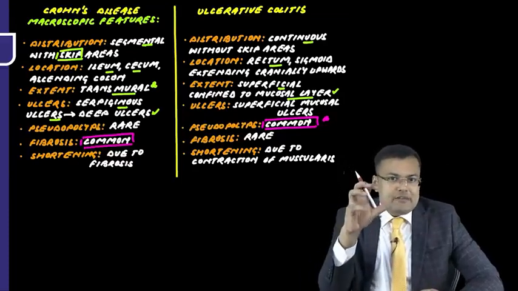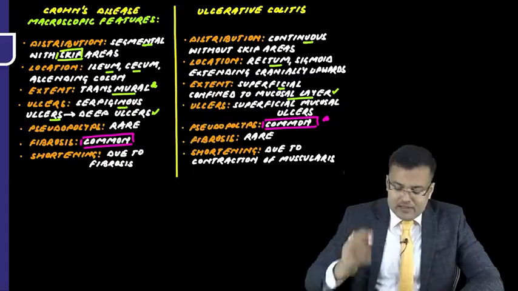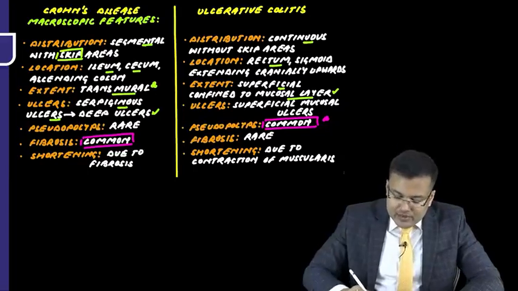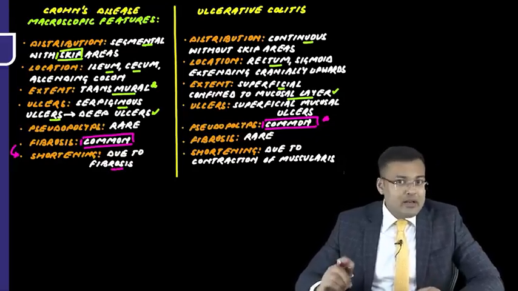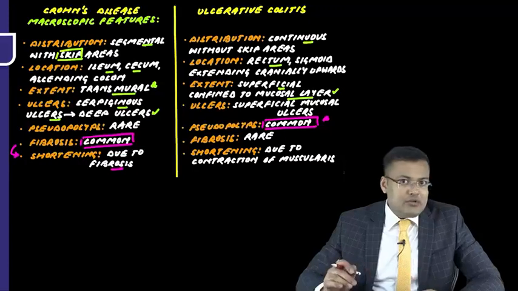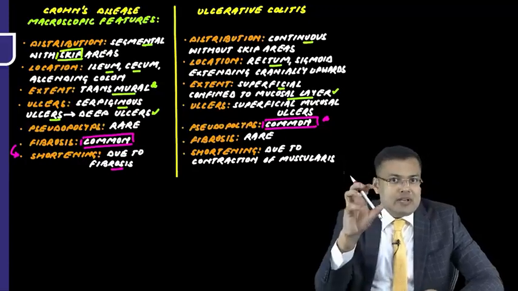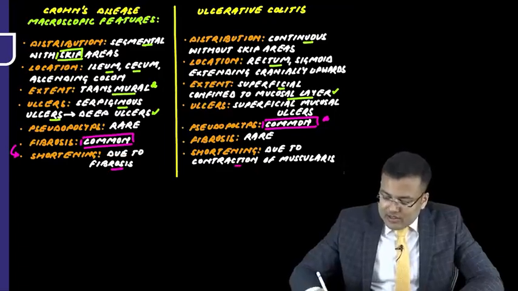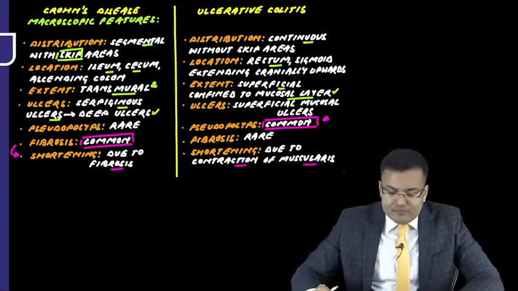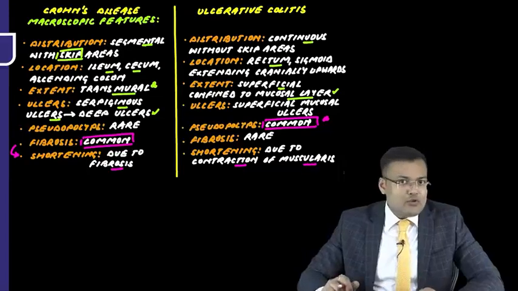Since there is extensive fibrosis in Crohn's, what happens? There is shortening, because of fibrosis. In cases of ulcerative colitis also, shortening occurs, but here shortening is not due to fibrosis, it is because of contraction of muscularis. So in ulcerative colitis, the shortening occurs because of contraction of muscularis. So these are the macroscopic features.